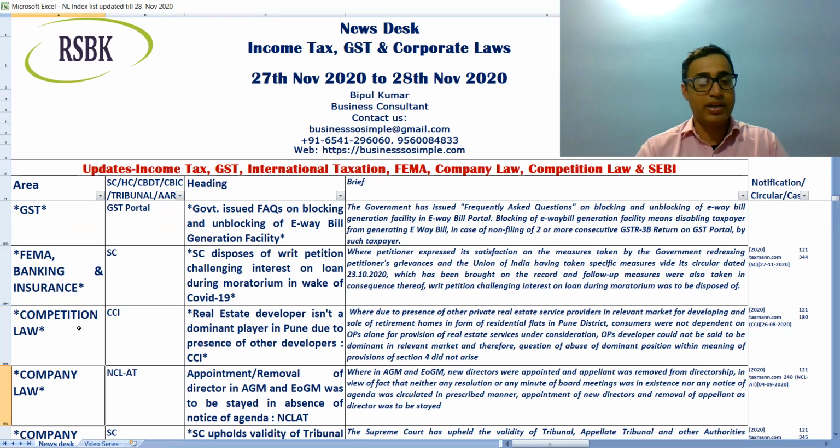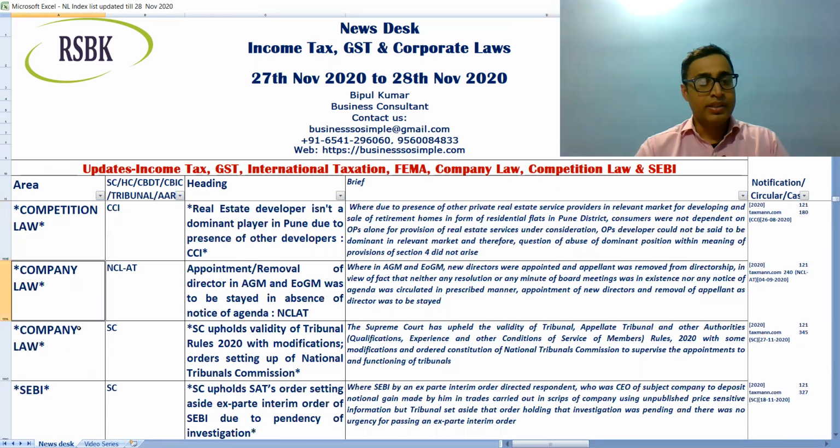Let's cover updates on company law. NCLAT: appointment or removal of a director in the annual general meeting and extraordinary general meeting was to be stayed in the absence of notice of agenda. Wherein in the AGM or extraordinary general meeting, new directors were appointed and the appellant was removed from the directorship, in view of the fact that neither any resolution nor any minute of the board meeting was in existence, nor any notice of the agenda was circulated in the prescribed manner, the appointment of the new director and removal of the appellant as director was to be stayed.